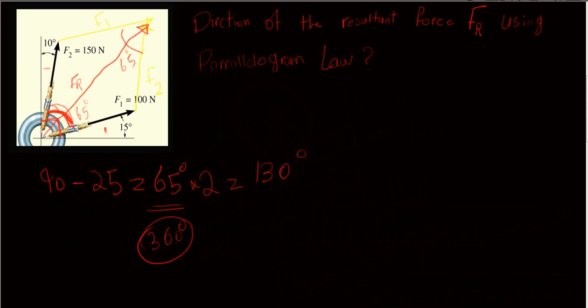Once we got it, we take 360 minus 130, that would be 230. 230 is the summation of those two other angles right here. 230 divided by 2, we will get the angle between F2 and F1 right here. Now 230 divided by 2 is 115. So the angle here is 115.